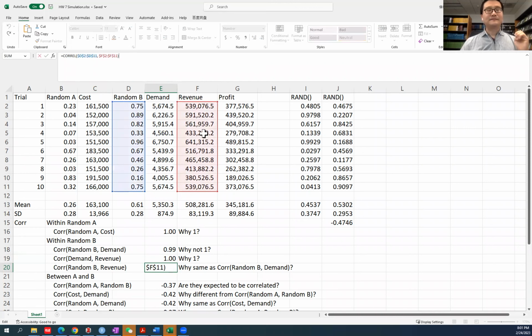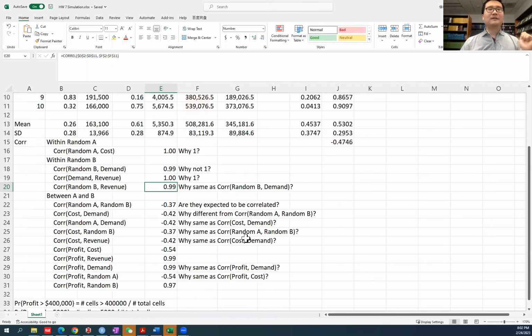It's not a percentage. This correlation coefficient is exactly the same as what we calculated as the correlation between random number B and demand. This is also expected because revenue is nothing but a linear transformation of demand, right? So if the correlation between the random B column and demand is 0.99, then we would also expect the correlation between random B and revenue to be the same. That's 0.99. All right. What about the correlation between two series of random numbers?